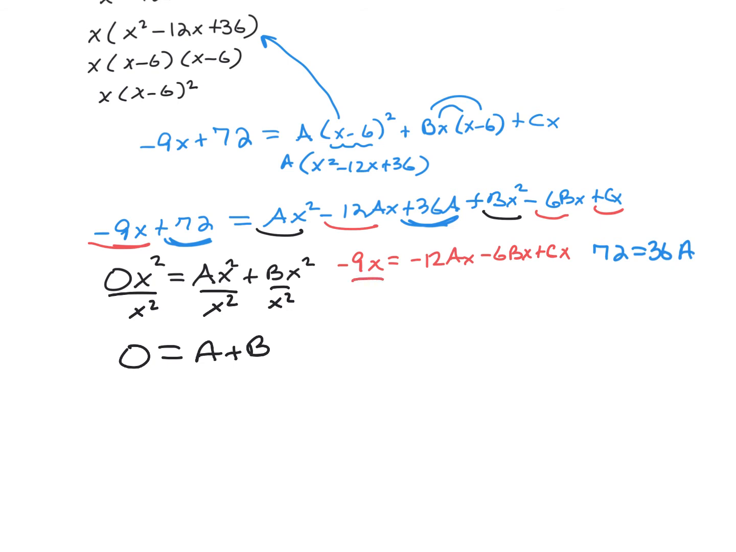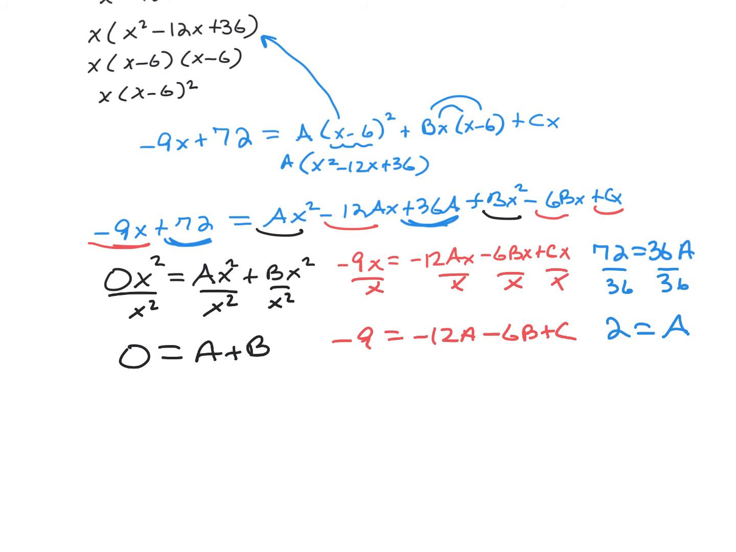The red one, get rid of all the x's. And then I'm left with negative 9, negative 12a, minus 6b plus c. The blue one, I can actually solve for a by dividing both sides by 36. So 2 equals a. Now what I need to do is go back and find b and c.